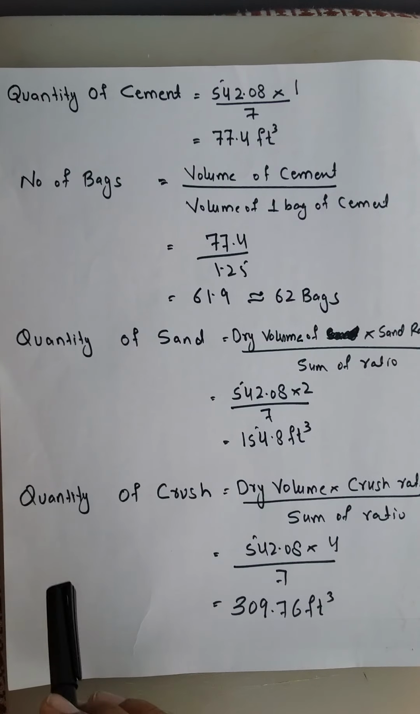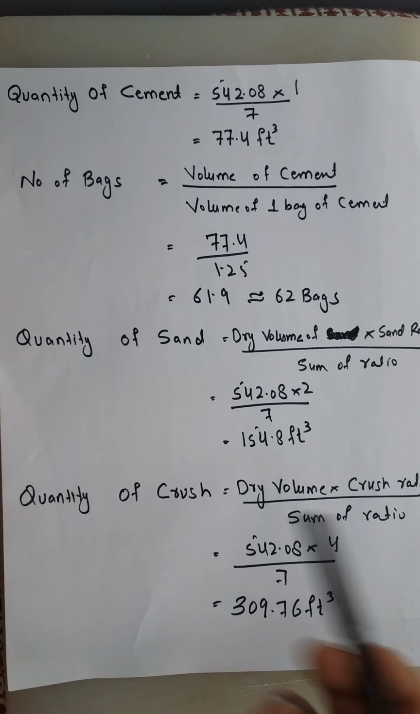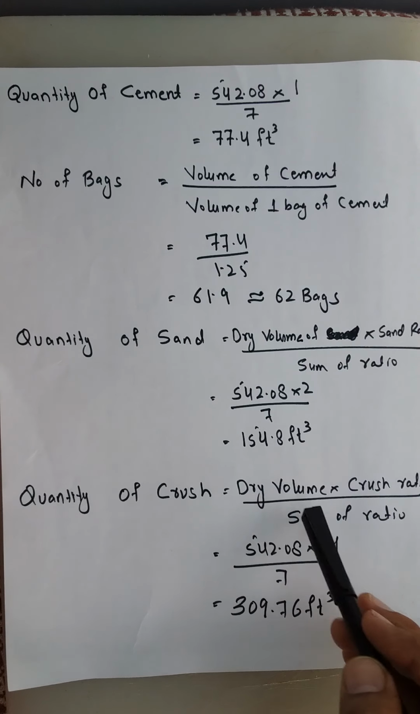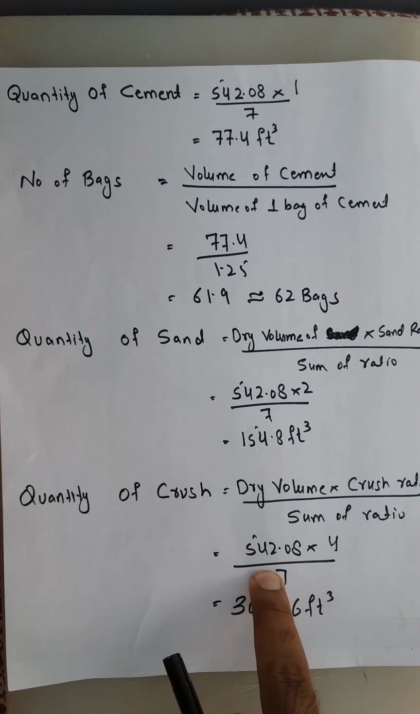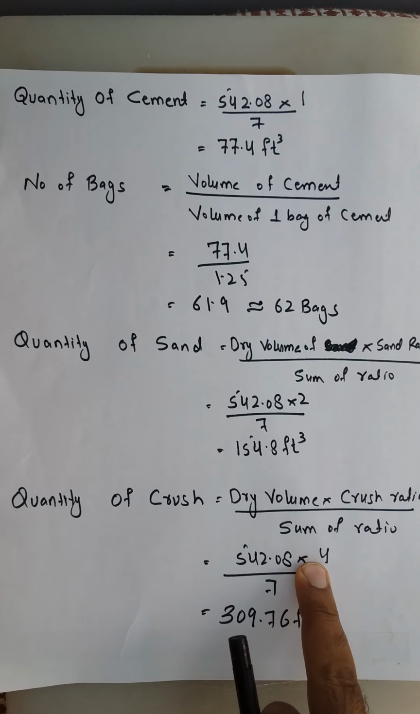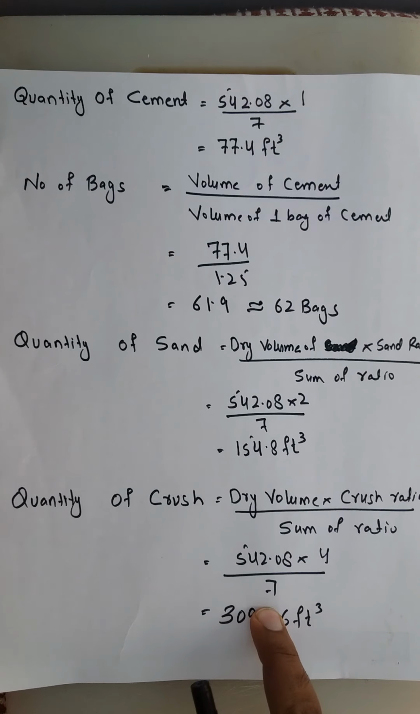Now we will calculate the quantity of crush. The formula will remain the same: dry volume multiplied by crush ratio divided by sum of ratio. Dry volume is 542.08 multiplied by crush ratio 4 divided by sum of ratio 7. We calculate them, and we get 309.76 cubic feet.